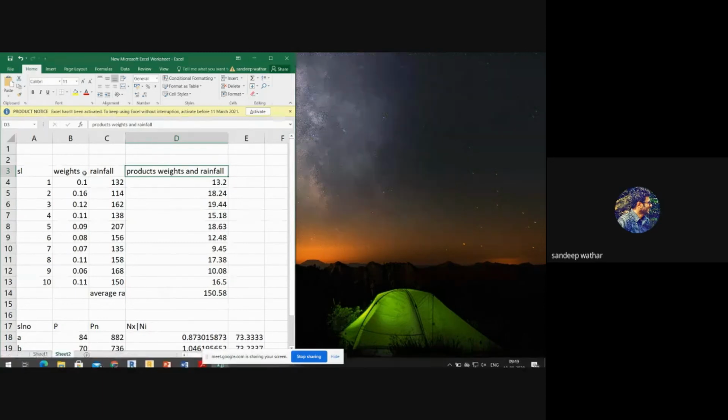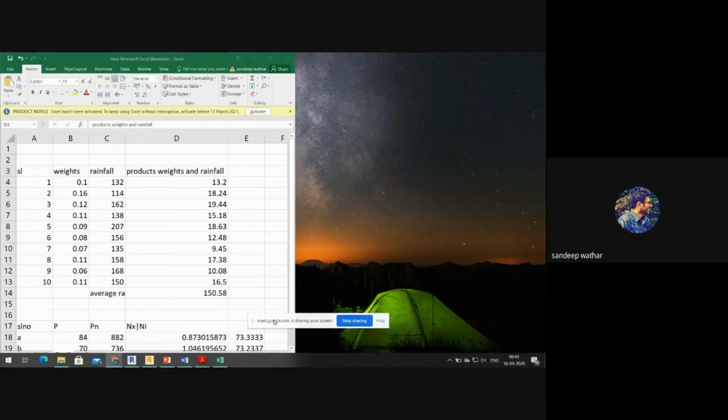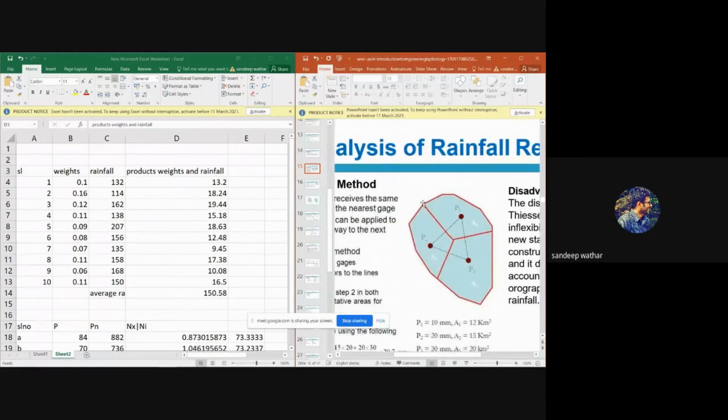So to understand what this weight is, I'll go back to this PPT. Right, so this is the total area. Assume right now this is the total area of the watershed which is given in your problem, which is 6000 square kilometer or something. So in that area, how many rain gauge stations are there? There are 10 rain gauge stations. In this diagram we are only seeing 3 rain gauge stations.